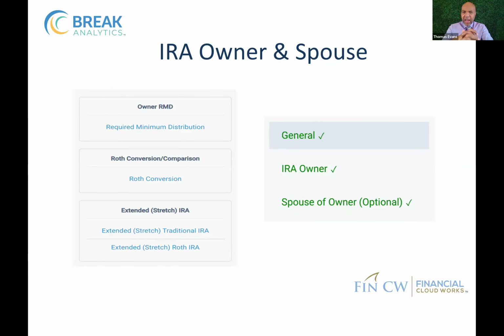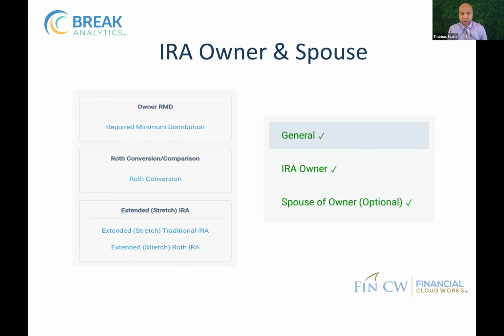Now, what's interesting about the IRA owner and spouse, and the reason I'm stressing this, is on the right here, you'll notice general IRA owner and then spousal owner. Those are the forms within each of these modules. So when you fill out the IRA owner information, watch the data flow. The required minimum distribution IRA owner also flows through the Roth conversion comparison module. That also flows to the extended stretch modules. Remember, we talked about flows earlier, and I was explaining that means that once you enter that information, you don't have to enter it again.